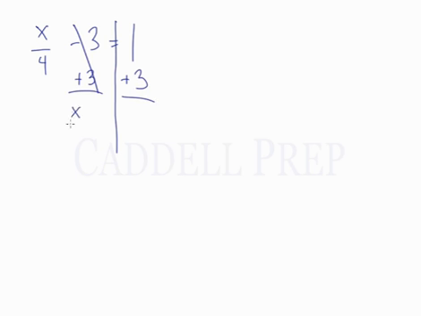So we just have x divided by 4 on the left equals 4. Now at this point we have x divided by 4, so the inverse of dividing by 4 would be to multiply by 4. So we multiply both sides by 4, left with x equals 4 times 4, which is 16.